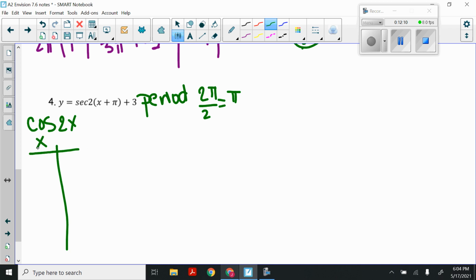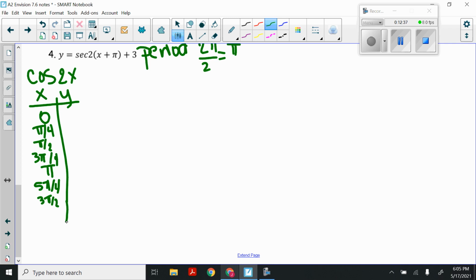So if I had a cosine of 2x, I'd start at 0, but I would end at pi. So then I'm looking at 0, pi over 4, pi over 2, 3 pi over 4, pi. I could keep going if I wanted. 5 pi over 4, 3 pi over 2, 7 pi over 4, and 2 pi. I know this is going to be my max, my O, my min, my O, my max, my O, my min, my O, back to my max.